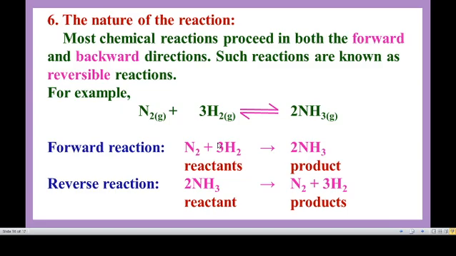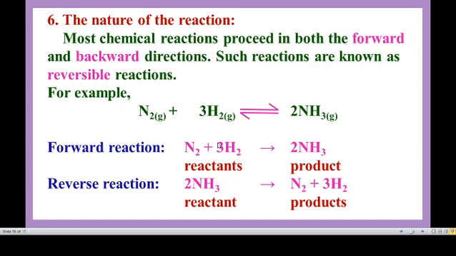Most of the chemical reactions proceed in both directions, both forward and backward directions. Those reactions are called reversible reactions. That is, the reaction can be reversed. That is, the products can be converted again into reactants. Okay. So look at the example. Nitrogen reacts with hydrogen, produces ammonia. So in the forward reaction, what happens? Nitrogen and hydrogen combine, producing ammonia. So nitrogen and hydrogen are reactants, ammonia is the product.